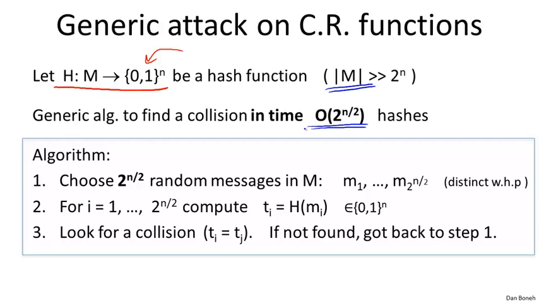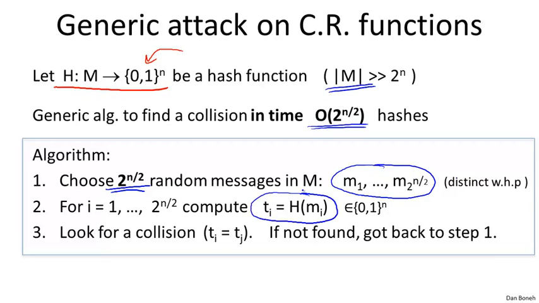So here's how the algorithm is going to work. What we'll do is we'll choose random 2 to the n over 2 messages in our message space. Let's call them m1 to m 2 to the n over 2. Now, because the messages themselves are much bigger than n bits, they're 100 times n bits, it's very likely that all these messages are distinct. So they'll be distinct with high probability.